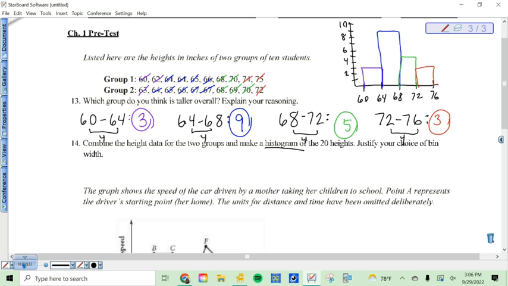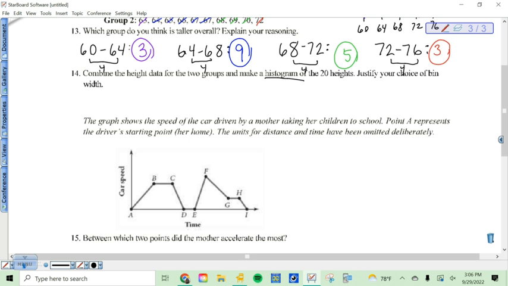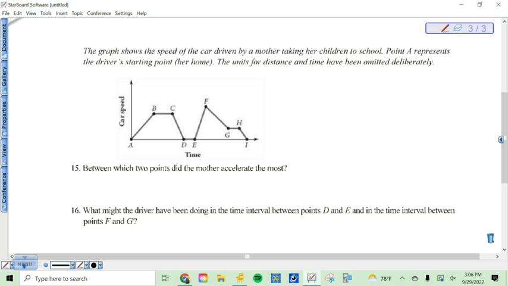Now let's take a look at this graph. This graph shows the speed of a car being driven by a mother taking her kids to school. So the y-axis shows us our speed. The farther up you go on the y-axis, the faster she's going. And then time is shown on the x-axis. As we move along the x-axis, time moves on, right? Between which 2 points did the mother accelerate the most?